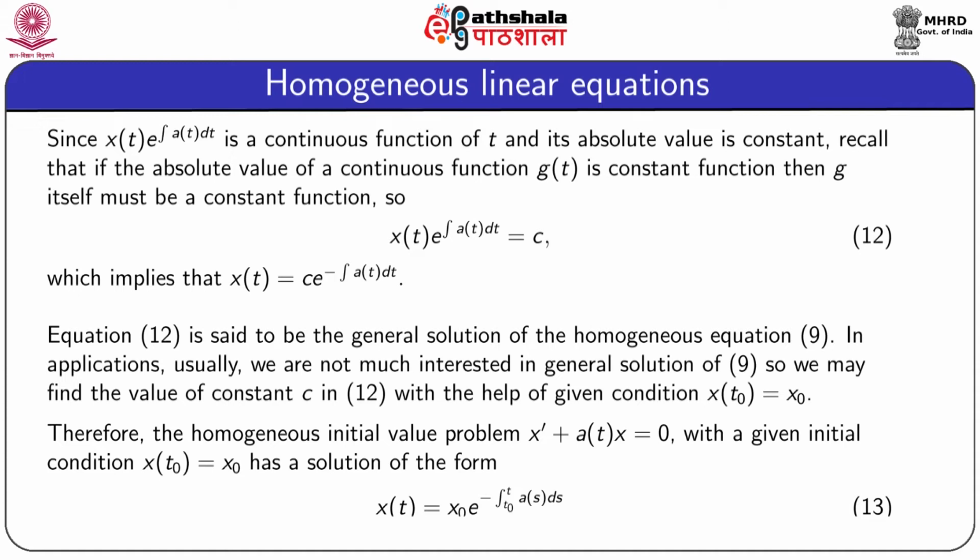In application, usually we are not much interested in the general solution of 9, so we may find the value of the constant c in 12 with the help of the given condition x(t0) equal to x0. Therefore, the homogeneous initial value problem dx/dt plus a(t)x equal to 0 with the given initial condition x(t0) equal to x0 has a solution of the form x(t) equal to x0 e to the power minus integration from t0 to t of a(s) ds, given by equation number 13.